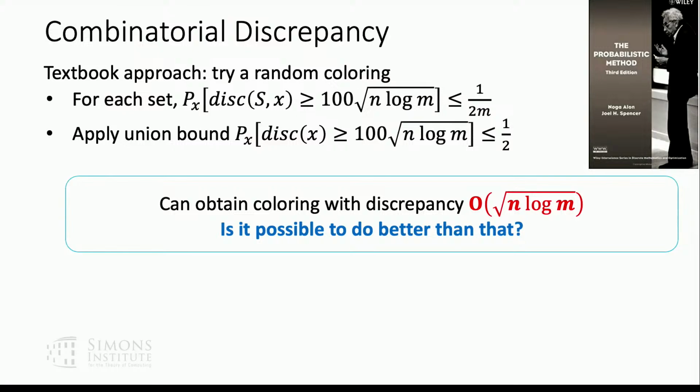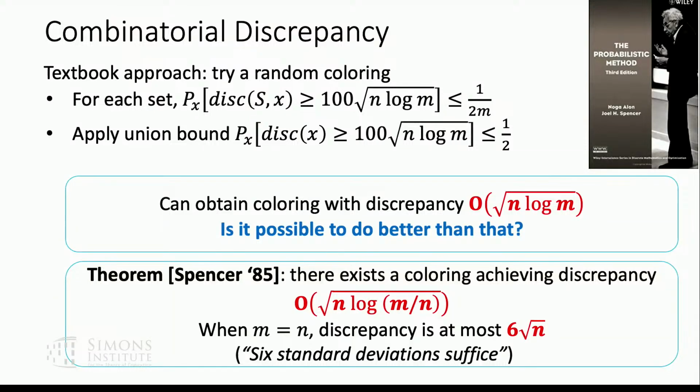Well, it turns out that this bound of root n log m is not tight. In fact, Spencer managed to prove in '85 that something much better can be achieved. He proved that there exists a coloring that achieves a discrepancy of order root n log(m/n). So the case we have to focus on is the one where m is about the same as n, when m is order n for square matrices. In that case, his discrepancy is order root n. And in fact, he proved that the discrepancy is at most 6 times root n. That gave the title of his paper, Six Standard Deviations Suffice.